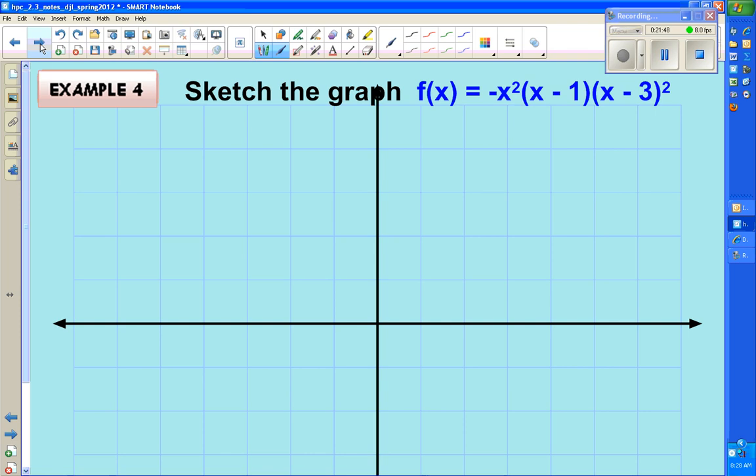Okay, let's do this one together. What is the leading coefficient? Negative. The degree? Careful. What is it? 5. So we have a 2, a 1, and a 2. The end behavior, therefore, has to be up on the left, down on the right. Odd, negative. Yes. Up on the left, down on the right.